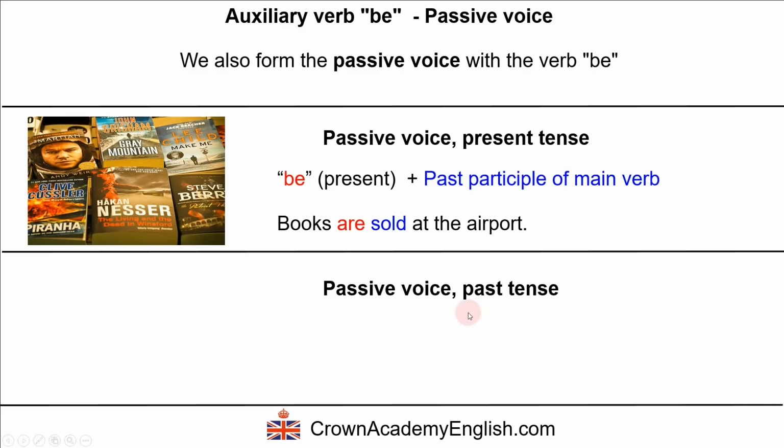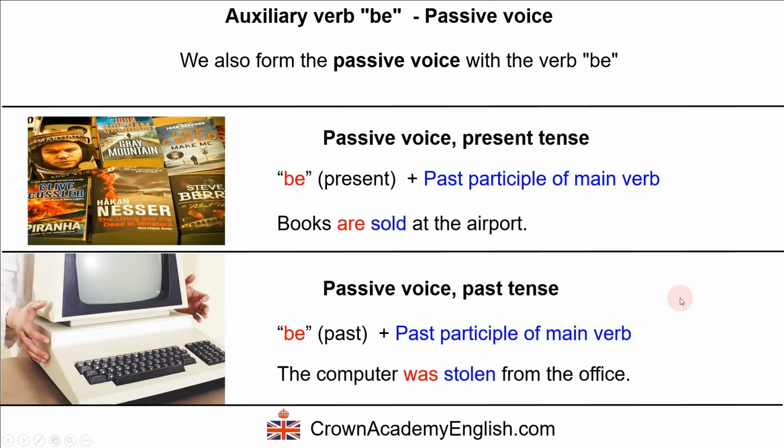Let's look at an example in the past tense. The form is be in the past tense of be, followed by the past participle of the main verb. The computer was stolen from the office. Was is the verb, the auxiliary verb be in the past tense, and here we have the past participle of the main verb.